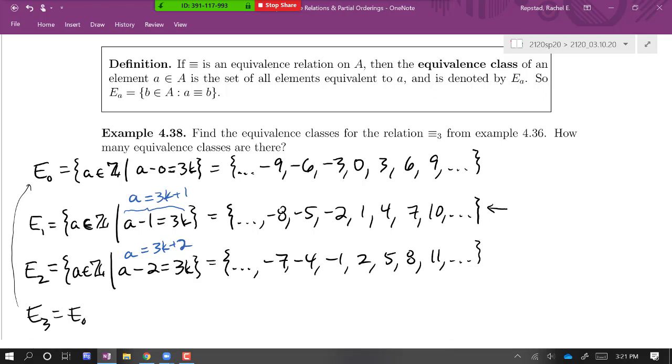What do you think is going to happen when we get the equivalence class of 4? It's going to go back to the equivalence class of 1. So this relation is reflexive, right? We're not surprised that 0 is in the equivalence class of 0. 0 had better be equivalent to itself. 1 had better be equivalent to itself. 2 had better be equivalent to itself.